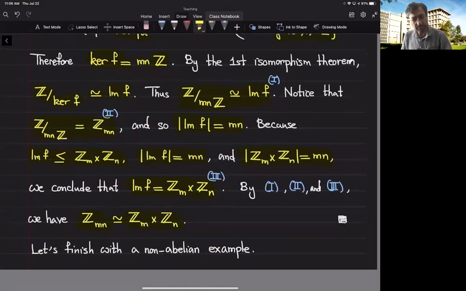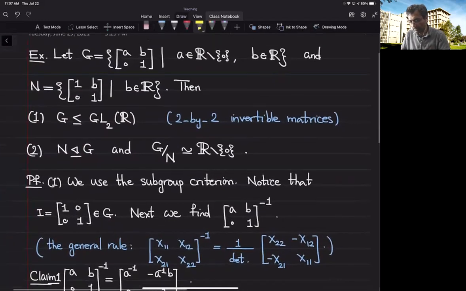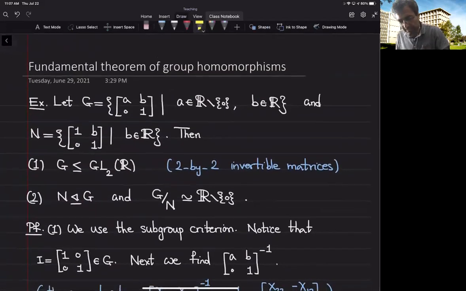Let's finish these examples and this video about the first isomorphism theorem with a non-abelian example. Most of the examples that we have discussed so far were abelian groups, with the exception of the symmetric group modded out by the alternating group. In this example, we are going to introduce a new group. We haven't seen this group before.